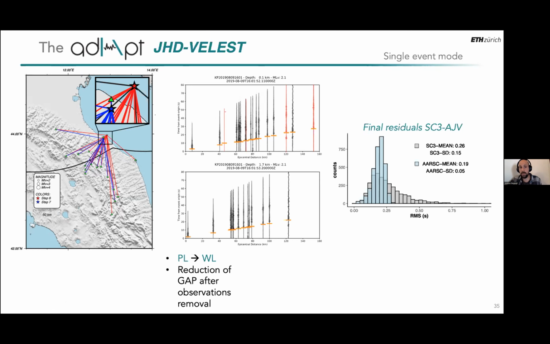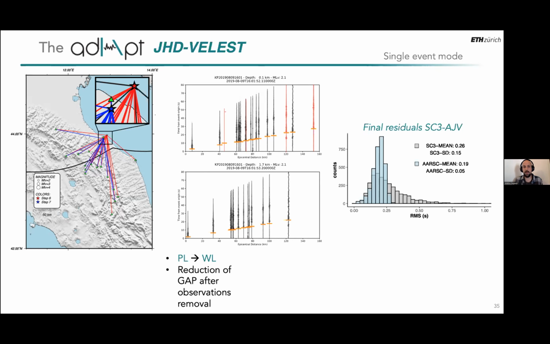In fact, if we compare the residuals of these same events produced by SE3 in the initial catalog, we see a huge and marked reduction of these residuals.